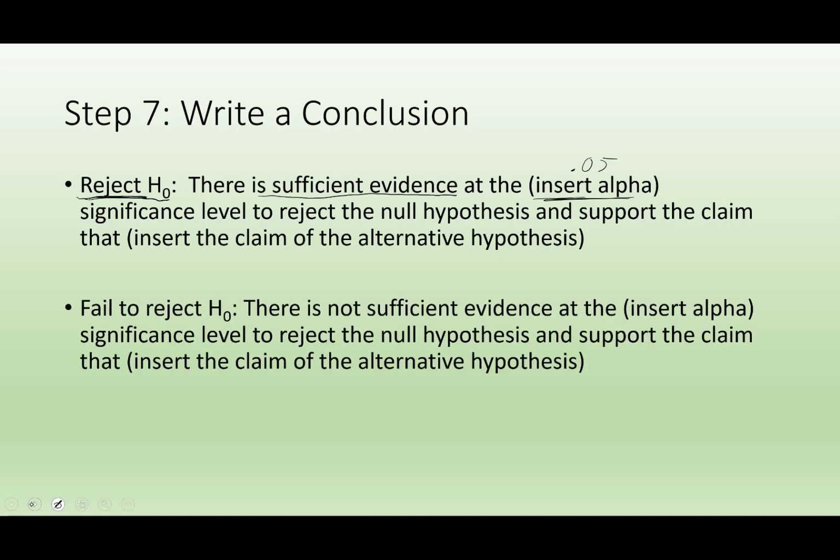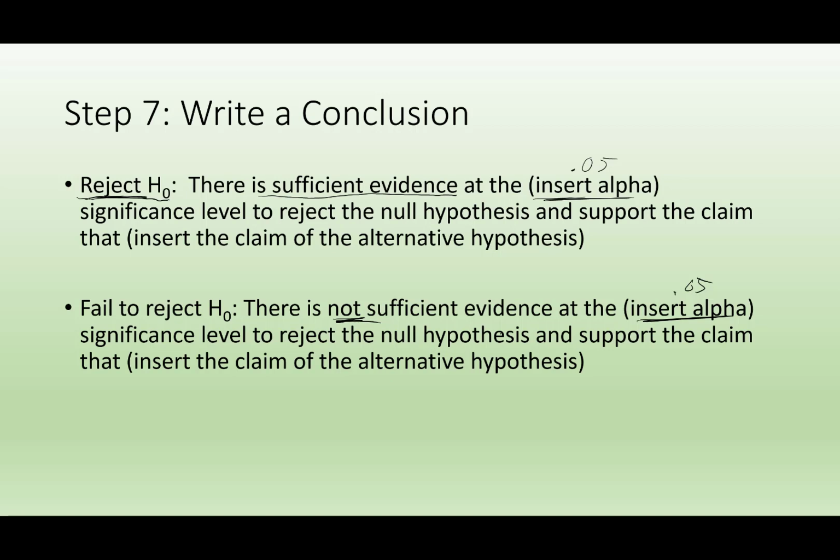Now, let's say our test does not allow us to reject the null hypothesis. Then we would usually use phrasing along the lines that there is not sufficient evidence at the, and then you would put in whatever number you have for your alpha, to reject the null hypothesis and support the claim. So this one we're saying we don't have evidence to reject this and support what we thought was happening.